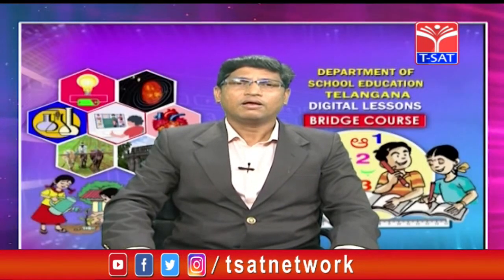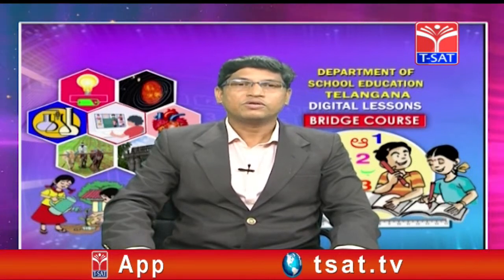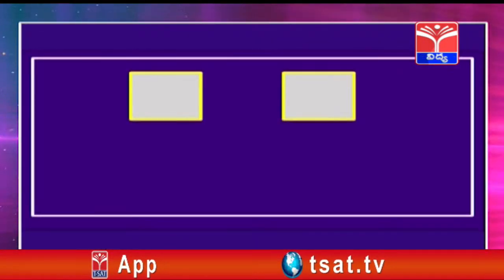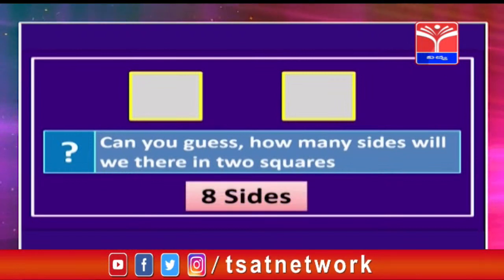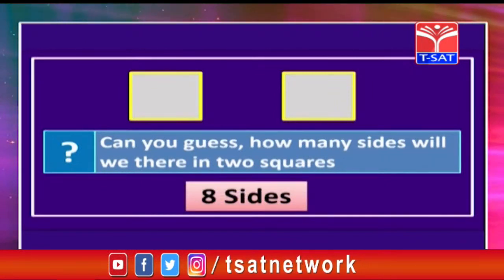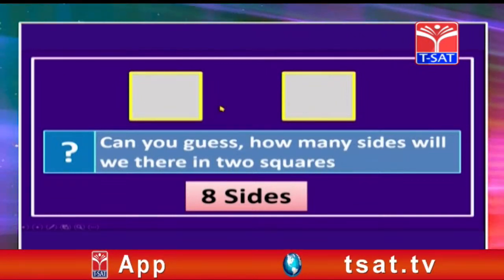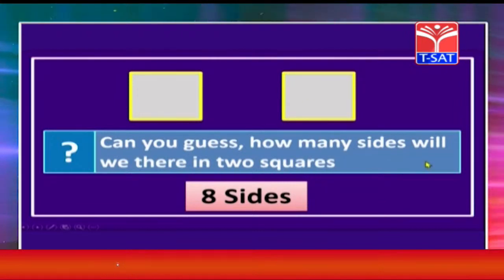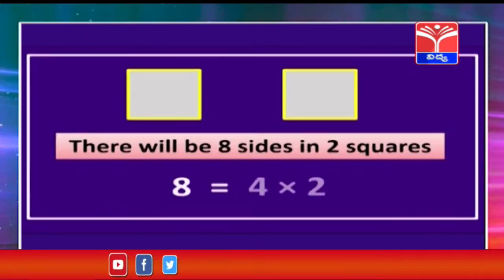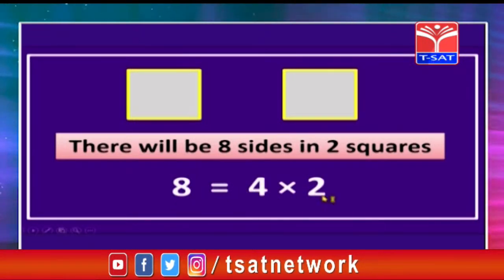Now let us see if we take 2 squares children. Now take a look at the screen. We have 2 squares. Now children, can you say how many sides will be there in these 2 squares? Yes, you are right, 8 sides. Why children? Because we have one square, so 4 sides, plus there is another square, so another 4 sides. So 4 plus 4, 8 sides. Now I will write this 8 as 4 into 2. Got it children?